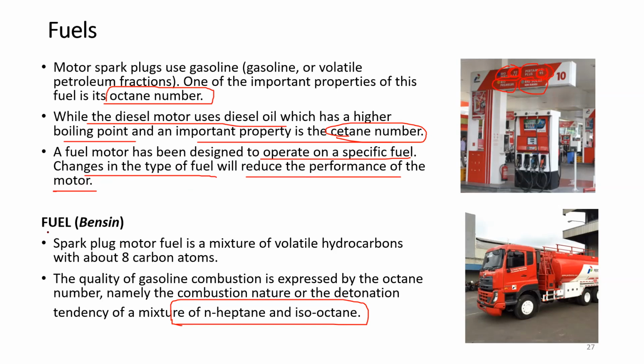If you have gasoline, or benzene, the spark plug motor fuel is a mixture of volatile hydrocarbons with about 8 carbon atoms. The quality of gasoline combustion is expressed by the octane number, which is based on a mixture of n-heptane and isooctane.